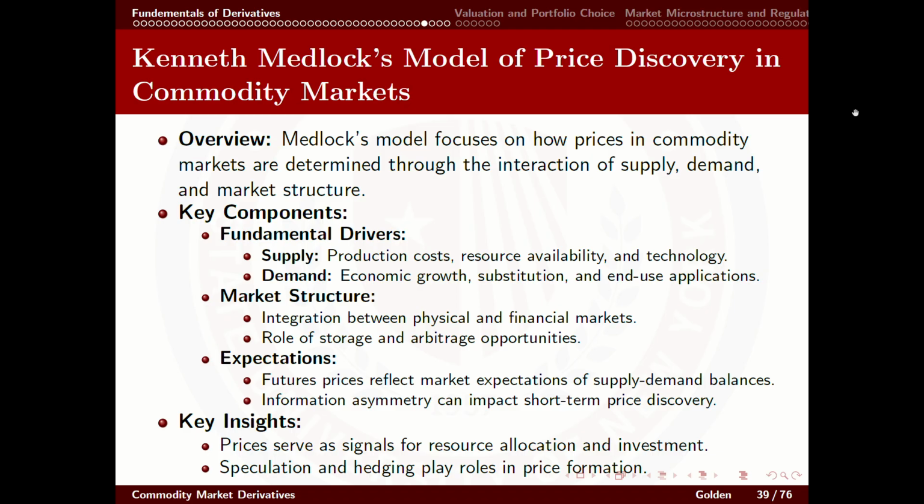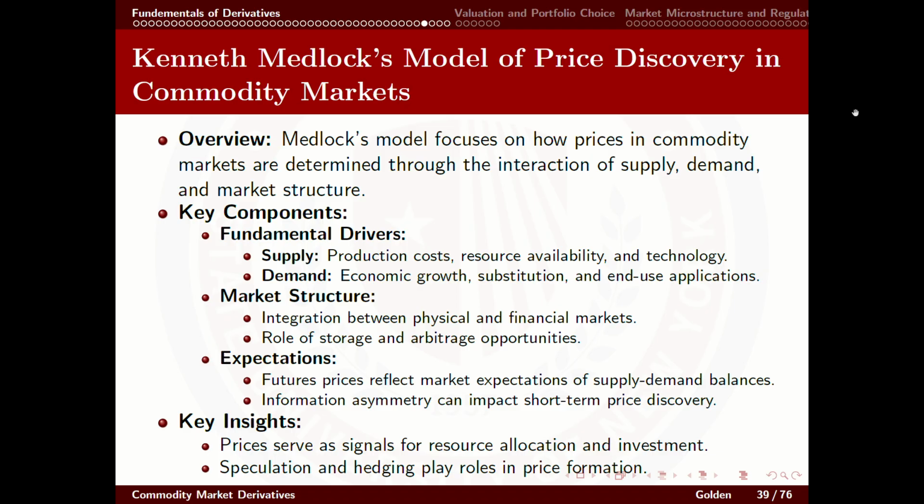So the key components: you have supply, production cost, research, availability, and technology. You have demand, with some physical factors affecting what people are using in end-use applications. People need solar panels, so they need silicon, copper, and silver.